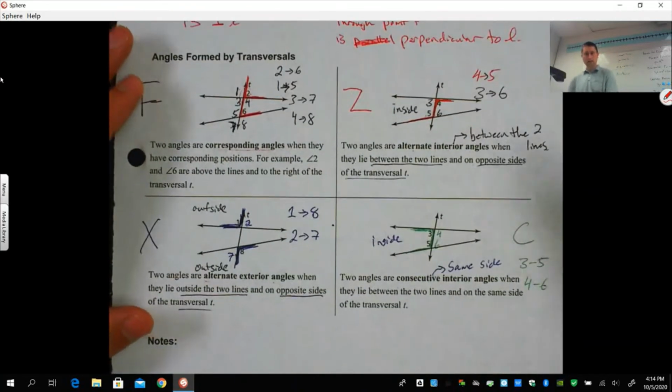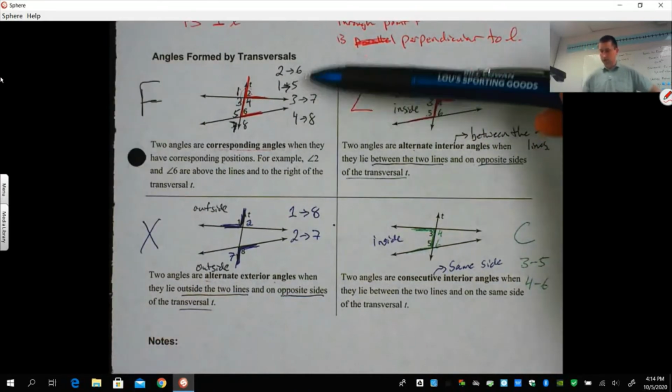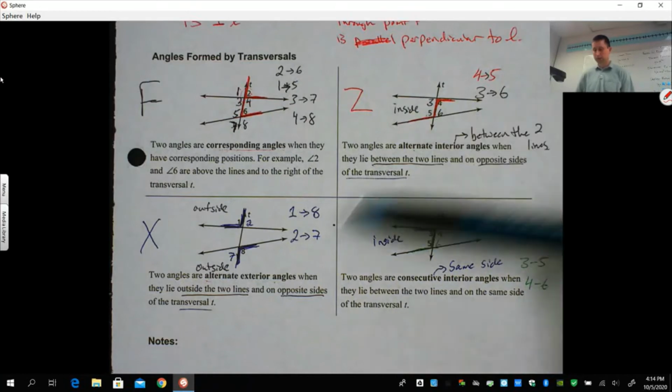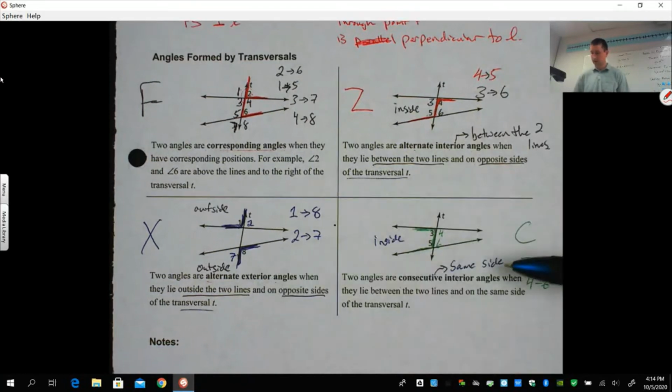So when we have 2 lines cut by a transversal, we had 4 sets of corresponding angles. We had 2 sets of alternate interior, 2 sets of alternate exterior, and then 2 sets of consecutive interior angles.